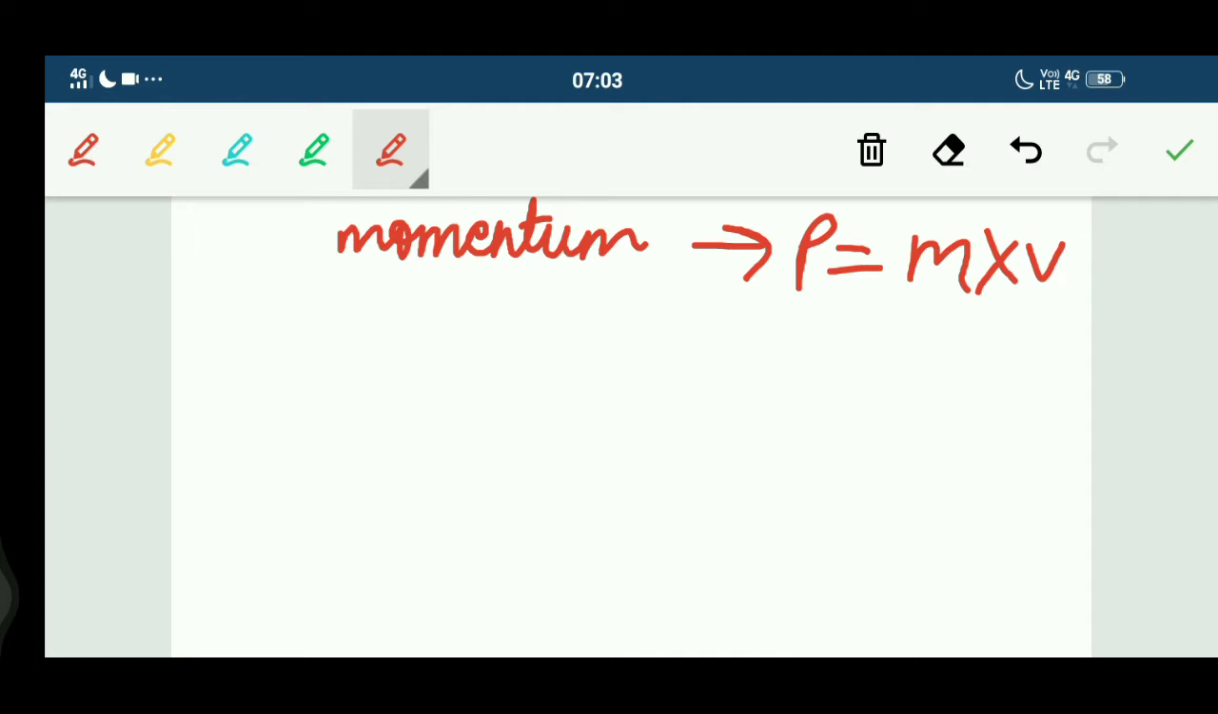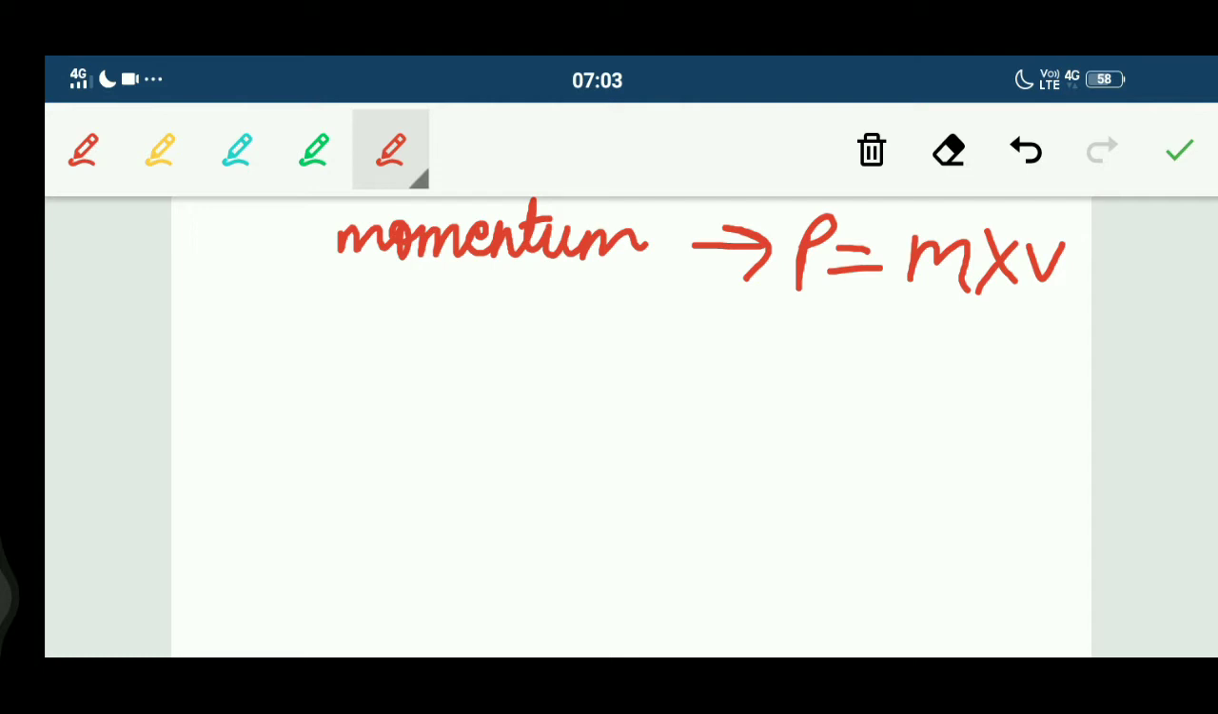And it states, according to this law, the total momentum of a system of objects remains conserved before and after their interaction or collision, provided that there is no external unbalanced force acting on them, which means that total momentum always remains conserved, that is, before and after collision. Fine, children? So now we'll be discussing this with the help of some objects.